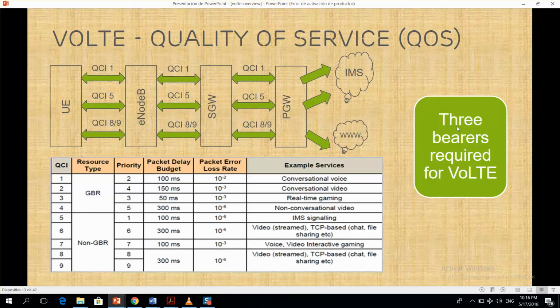But in VoLTE, we only require 3 bearers. You have your QCI 1, QCI 5, and either one of 7, 8, or 9, whichever one you want to use. Like I said, you have conversational QCI 1, which is very, very important. You have your IMS signaling, that's QCI 5, and you have either 8 or 9, which is for the internet connection to the APN.